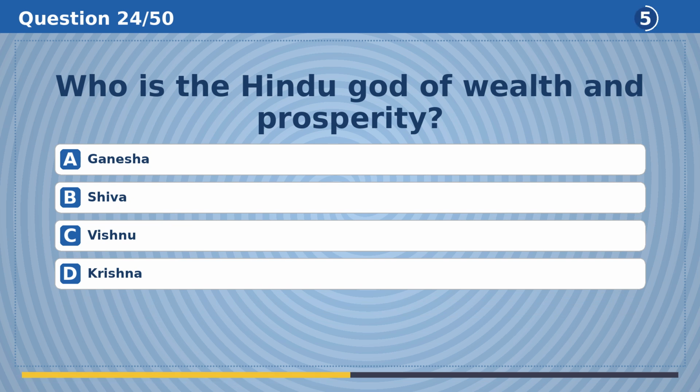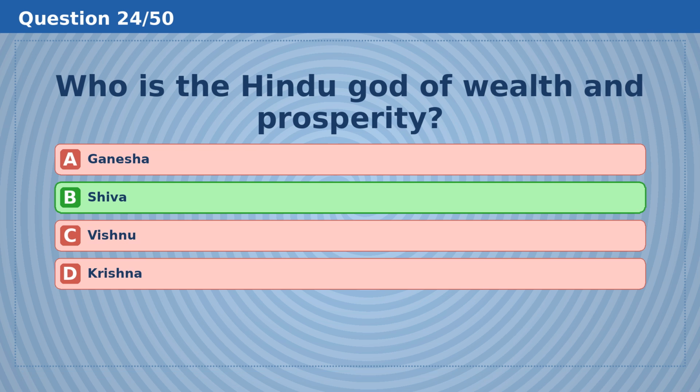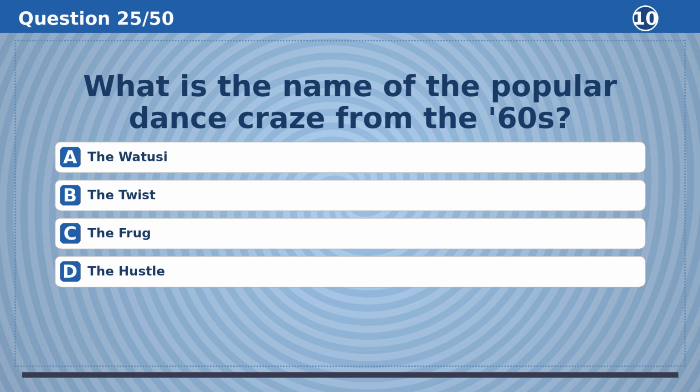Who is the Hindu god of wealth and prosperity? The answer is B, Shiva.